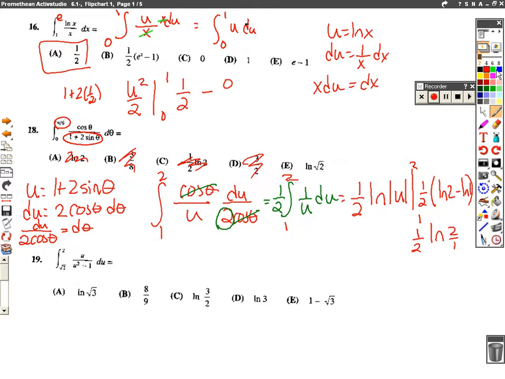Let's just check. Since I can take this and bring it up as a power, that would make it the natural log of 2 to the 1/2, which is the square root of 2. So that's the answer.